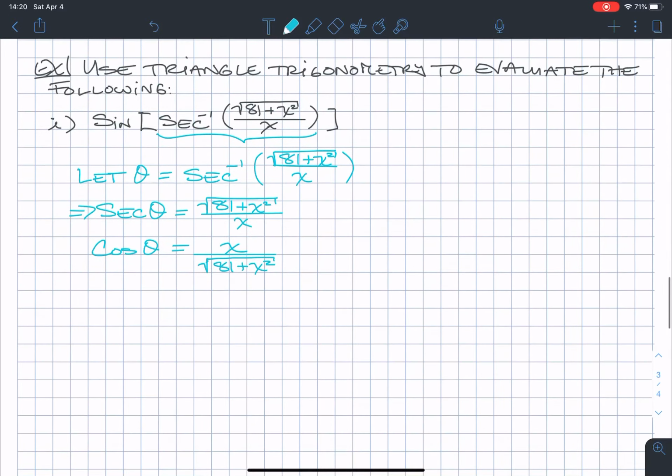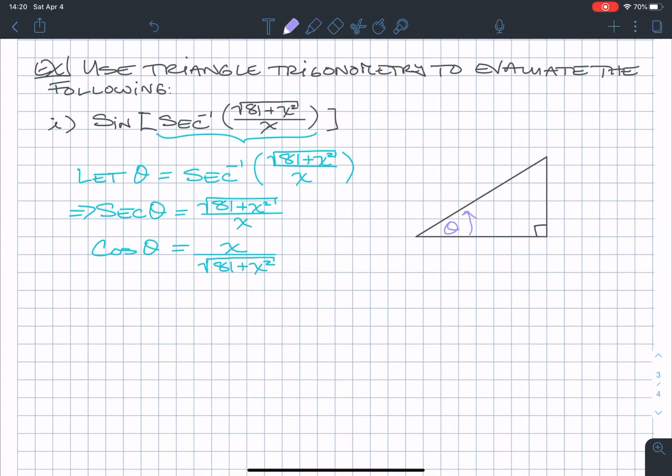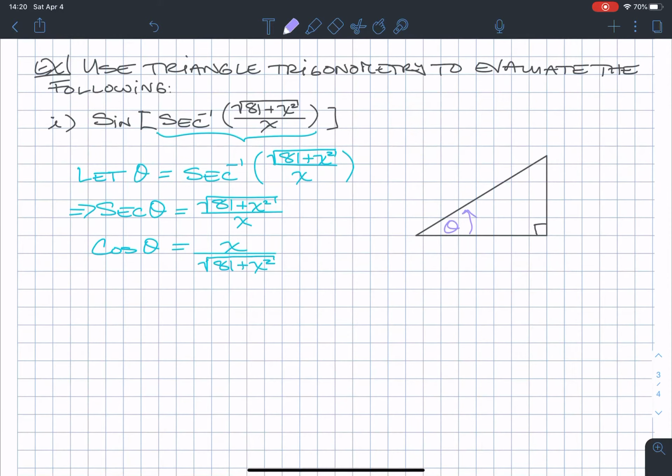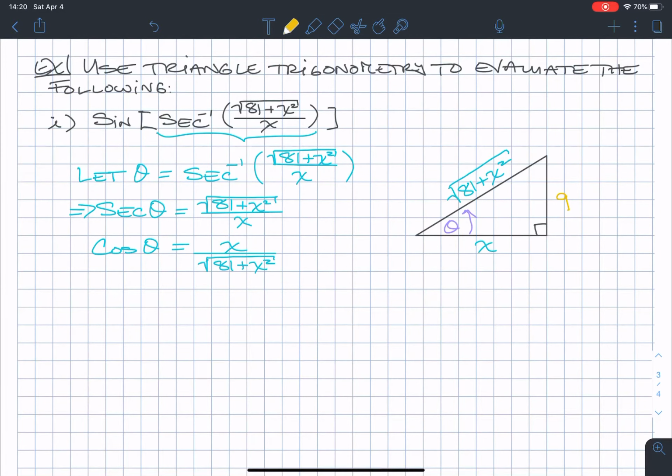Okay, so now I'm going to draw a triangle. So any right triangle, and let's have angle theta be here. So what do I know? Cosine of the angle is adjacent side over hypotenuse. Okay, so it must be the case that if the square of the opposite side is 81, then the opposite side must be 9 in order for that to be true.